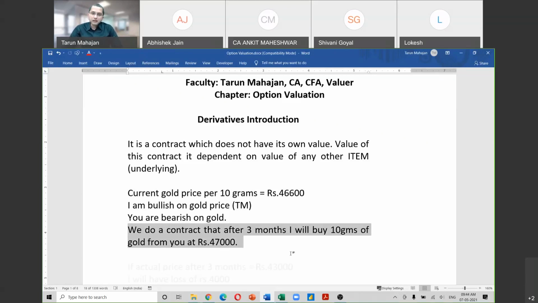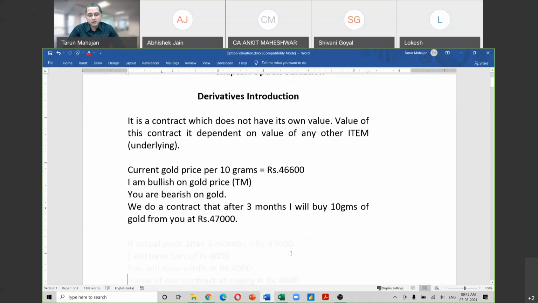Okay, but I'm bullish, you're bearish. I say, okay, fine, I'll buy 10 grams of gold from you after 3 months. Now, this contract is a derivative contract because it does not have its own independent value. Rather, the value of this contract is dependent on the value of the gold.